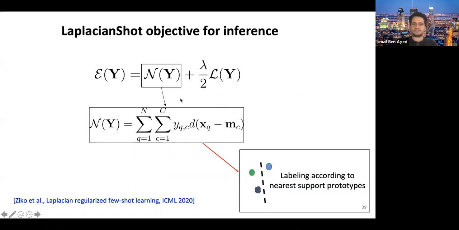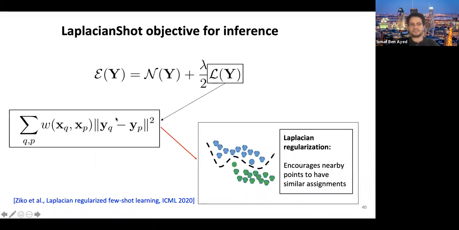This term is very simple. If you remove the Laplacian regularization, you just label points using their nearest support prototype. Basically, it gives them the same label as the nearest labeled point. So this is some kind of nearest neighbor. In fact, it's very simple. And of course, we don't use it alone. Then we have a Laplacian term, which is this term. You try to encourage nearby points to have similar assignments, and we optimize everything with respect to Y, which is the assignment of data points.